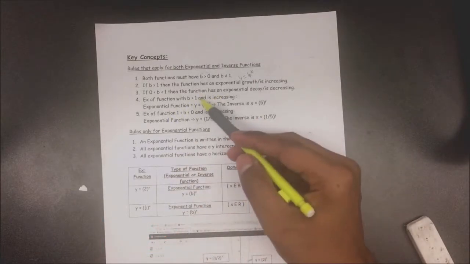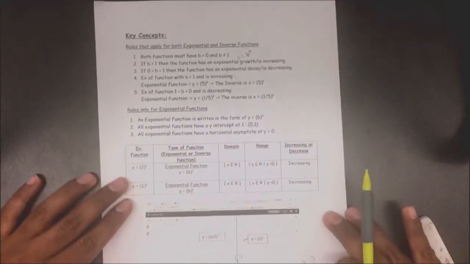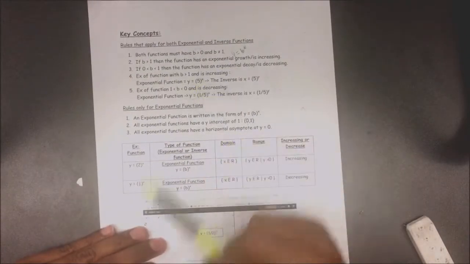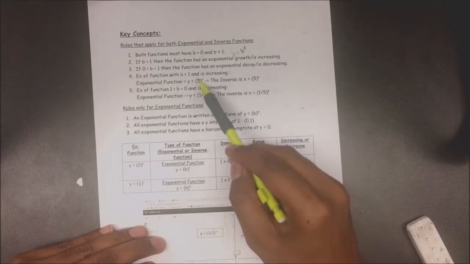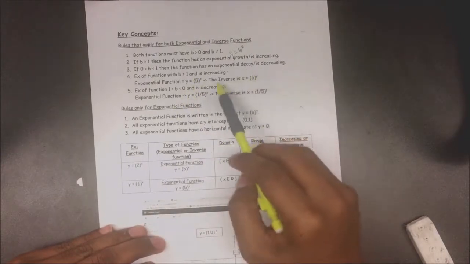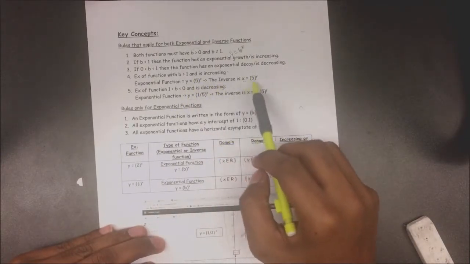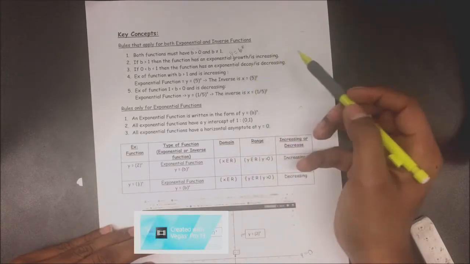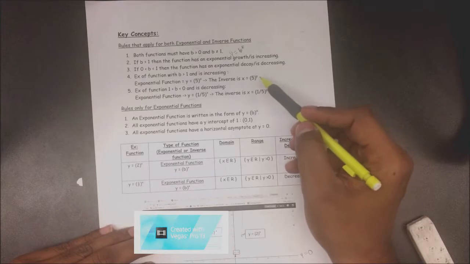An example of a function with a b that's greater than 1 and that is increasing is the exponential function y is equal to 5 to the power of x. Since b is greater than 1, this function is increasing. Similarly, the inverse is x is equal to 5 to the power of y, and b is greater than 1, so this one is increasing as well, but it's an inverse.